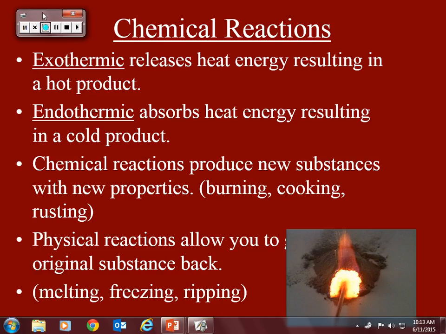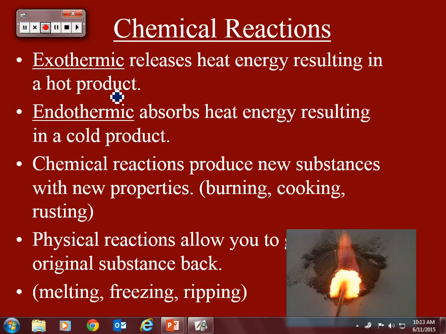Exothermic versus endothermic. Exo means exiting, leaving. Thermic means heat. So leaving heat, it's releasing the heat, and it produces something that is hot. Think of the experiment we did where when you mix the metals with the acid, immediately it boiled.